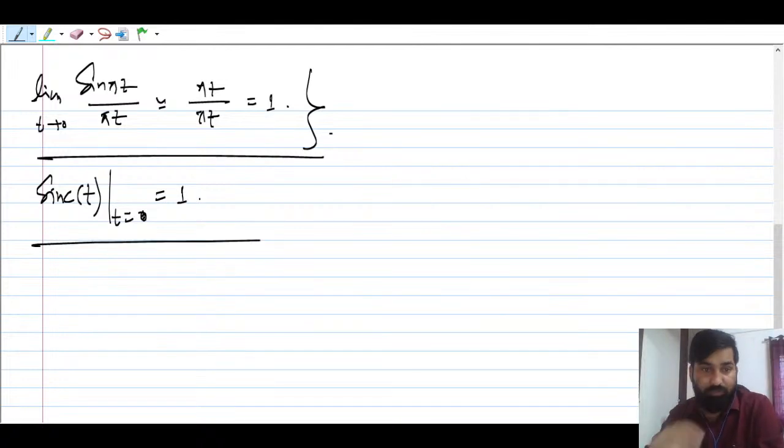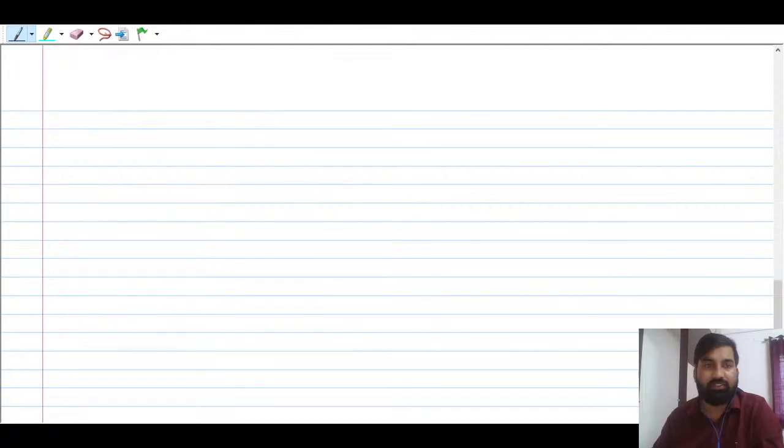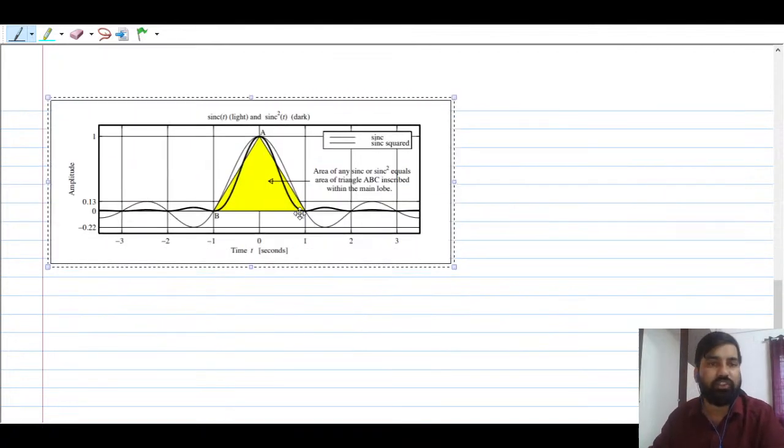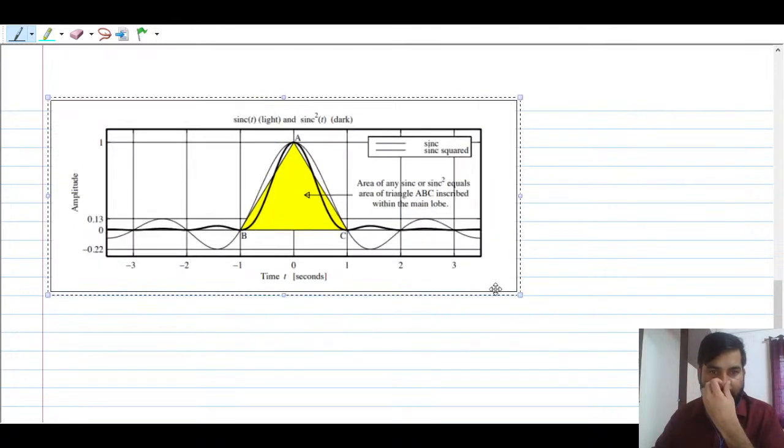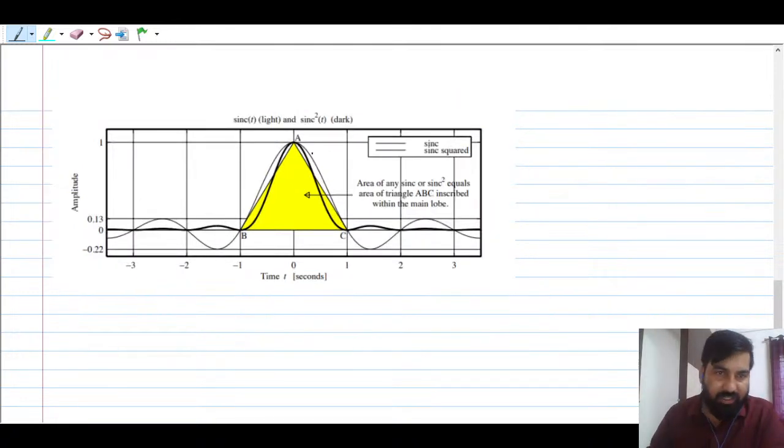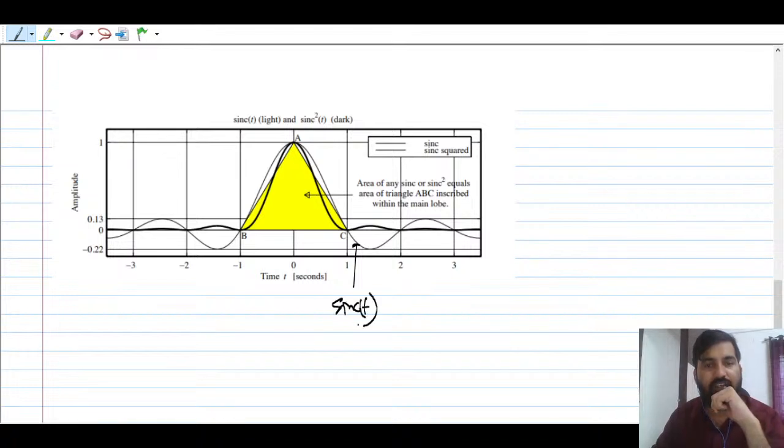Now, suppose I want to sketch: how does my sinc function look like? I will directly show you the picture here. There are two pictures basically. One is the sinc function and one is the sinc square function. This is how the sinc function looks like. This thin line is going to be the sinc function, sinc of t. And the dark line is going to be sinc square t.